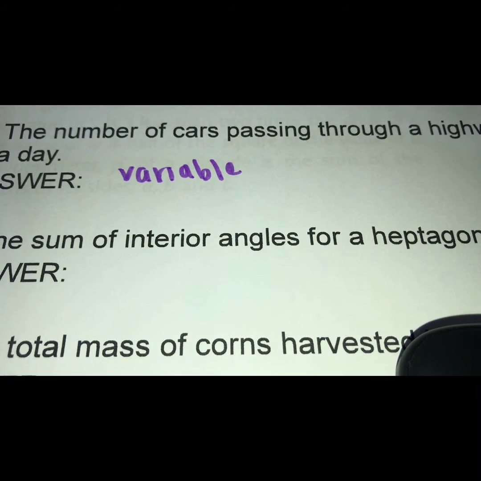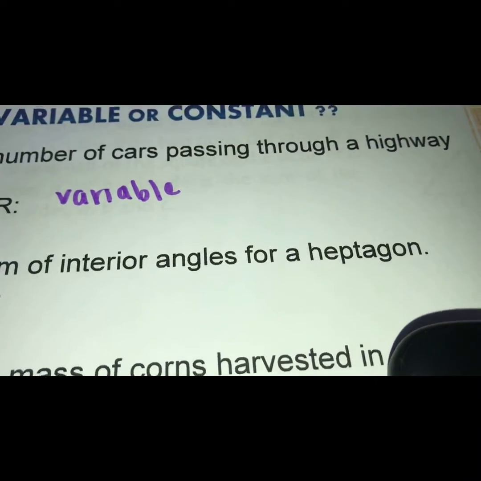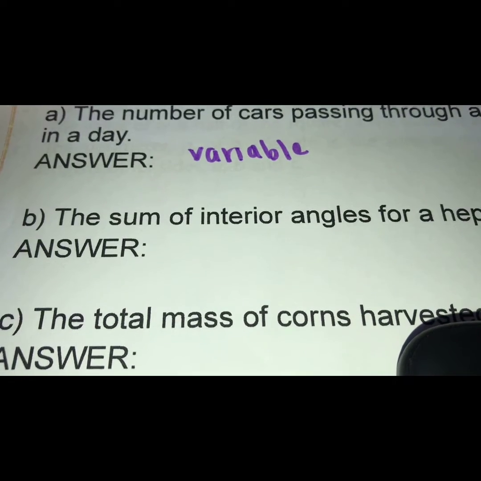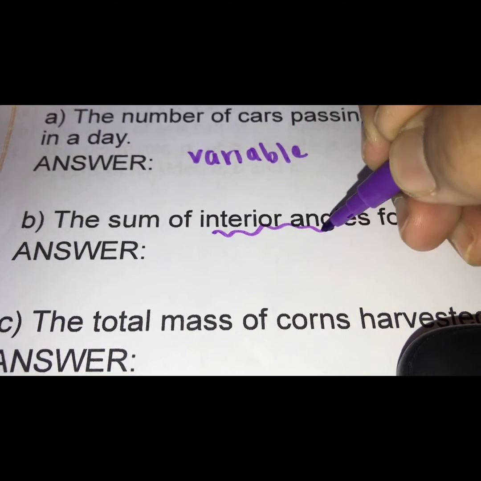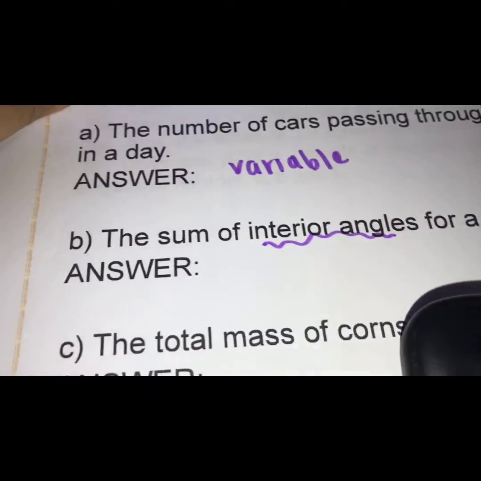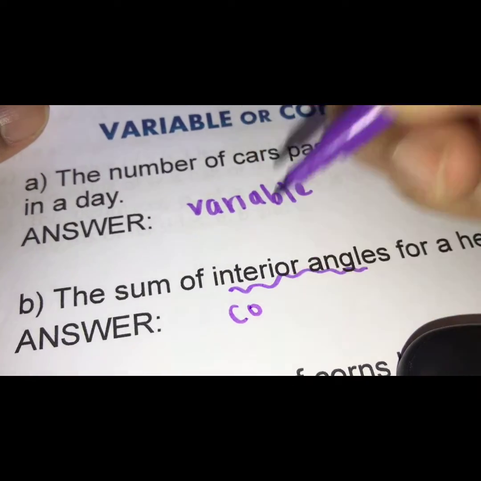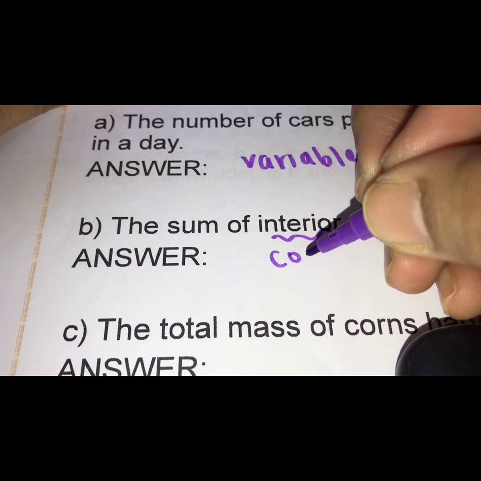If the value cannot be changed, for example the sum of interior angles of a heptagon, that means the interior angle of a polygon is already fixed. You cannot change it. The sum of interior angles of a heptagon you will learn in chapter 4. So that one is a constant, because the interior angle for a heptagon, which is a polygon, is already fixed. So we call this a constant because the value cannot be changed.